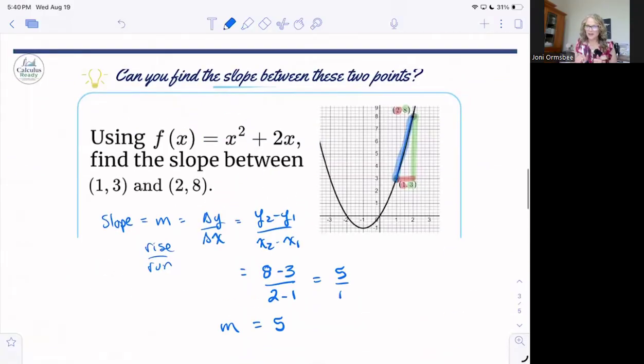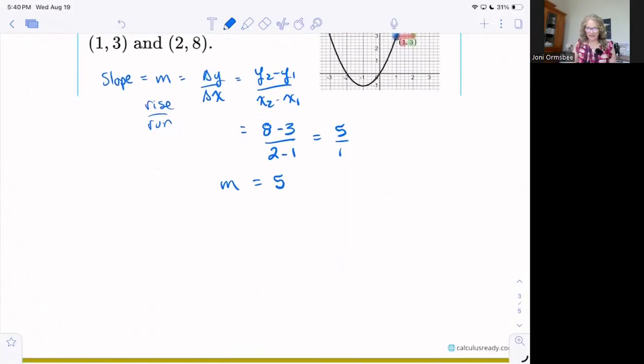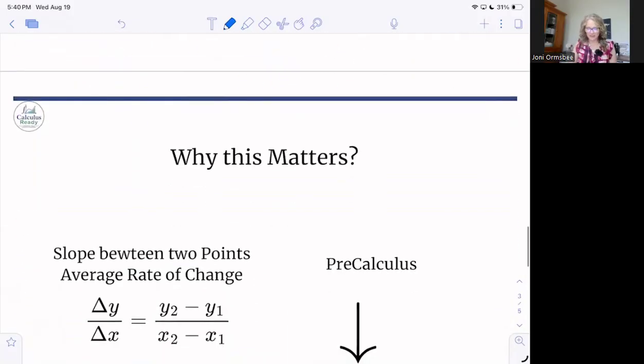By the way, if you got that right, congratulations. And if you didn't, you're not alone. A lot of students might forget this particular concept, but if you remembered, you're closer to calculus than you might realize. And so what we're going to do is take a look at how this connects to calculus, or why does this matter?